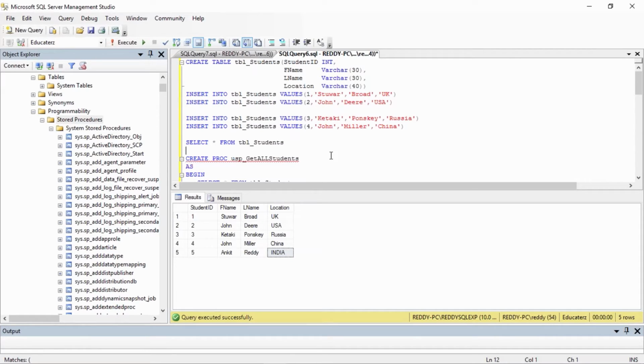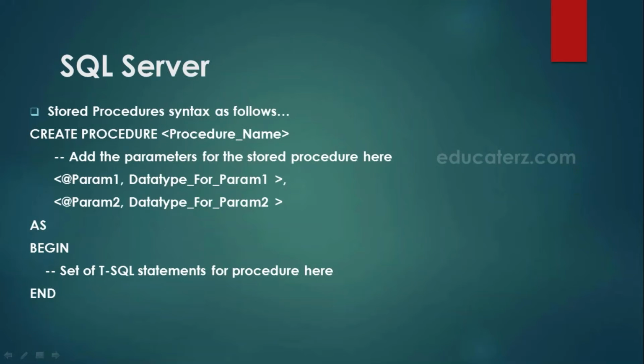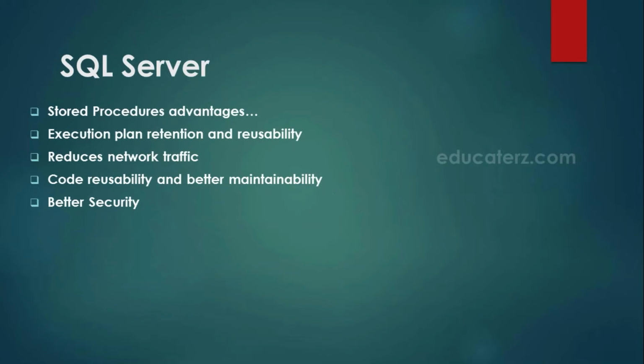Now let us see the benefits of stored procedures in SQL. Stored procedure advantages are execution plan retention, which means stored procedures are compiled and their execution plan is cached and used again when the same stored procedure is executed again and again. So whenever it is executed, the compiled plan will be there. Execution plan is cached, so whenever you call the same procedure, it will be used from the cache.